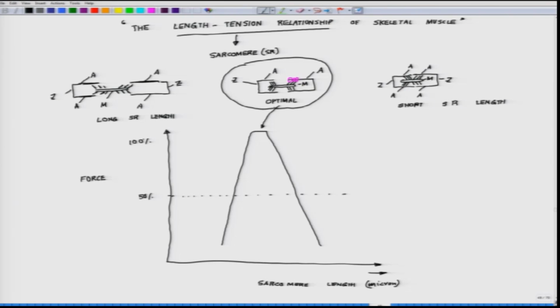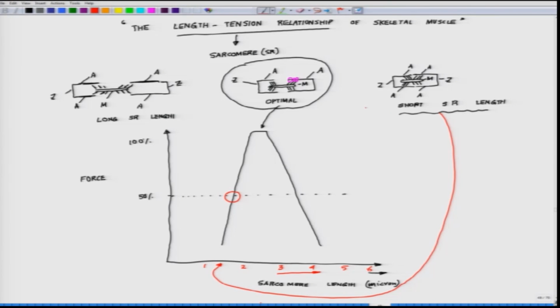Okay. And when the length shortens, if I talk about the shortened length, I am talking about this part, because length is increasing like this. If 1 unit, 2 unit, likewise if I put 1, 2, 3, 4, 5, 6, likewise. I mean, this is just an imaginary unit I am putting. So, sarcomere length is at 50% when it shortens out.